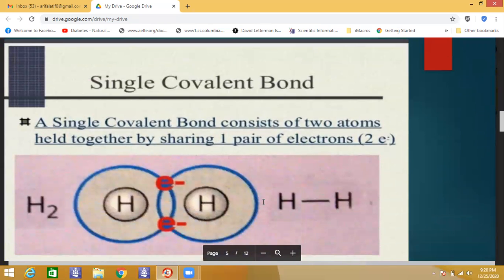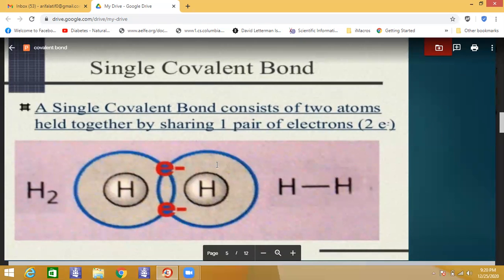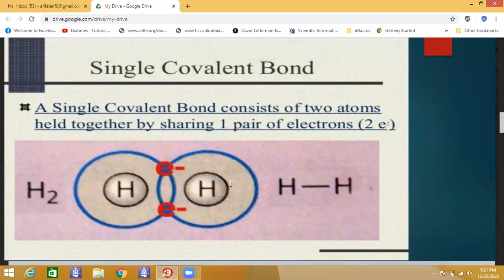For example, take this hydrogen molecule. Hydrogen atom has one electron in its valence shell, like 1s1. When two hydrogen atoms come closer to each other, they share their electrons and form a covalent bond. This shared pair of electrons holds the atoms together because each electron of the pair is attracted by both nuclei. The shared pair of electrons is also known as the bonding pair of electrons.